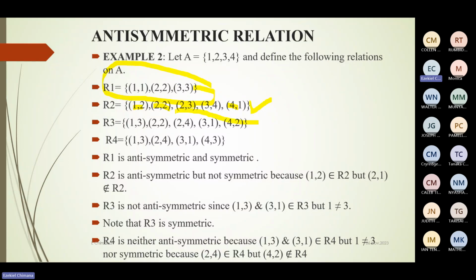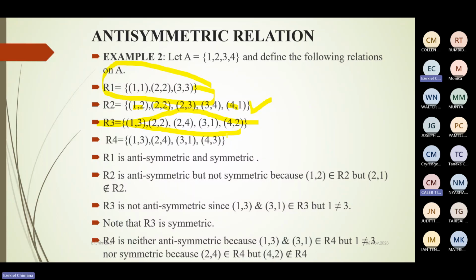Maybe I want to see if there are some people who are getting this correct. Is R3 an antisymmetric relation? Do you have someone who wants to explain this? Want to try this? It's good to try. Yes, Caleb. You can unmute yourself and contribute. Okay, I had forgotten to unmute.